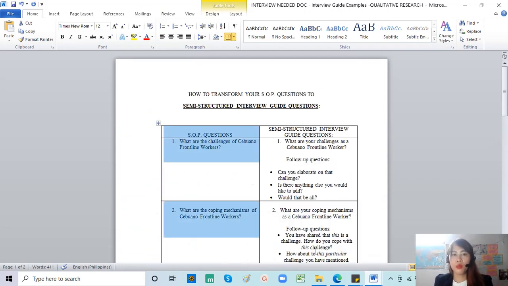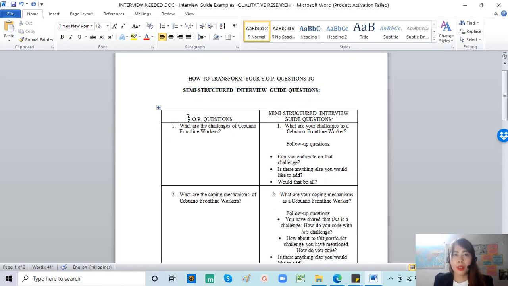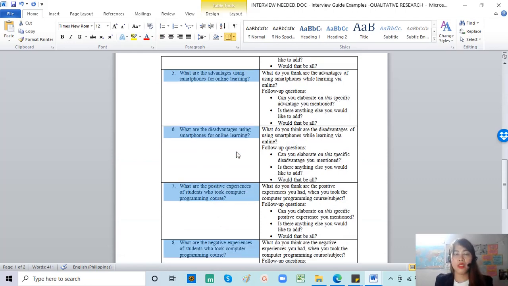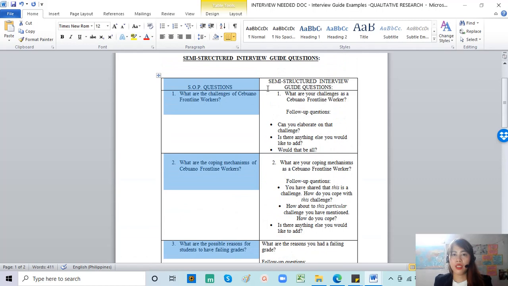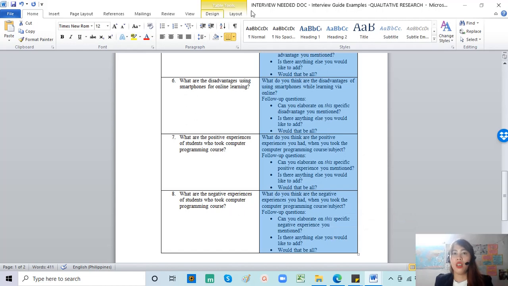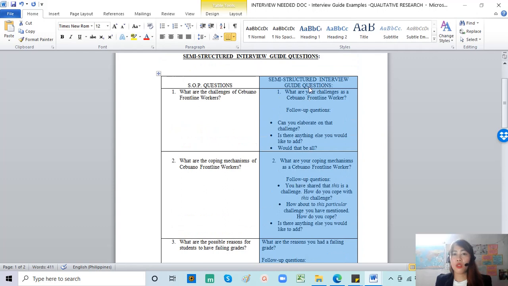And then for the interview questions, Miss, how are we going to do the semi-structured interview guide questions, which is our research instrument? Okay, so that answers your question. In this column here, I put the example SOP questions that you have, and then the actual interview questions that you will ask. Again, it is semi-structured, so you can also add questions during the actual interview.